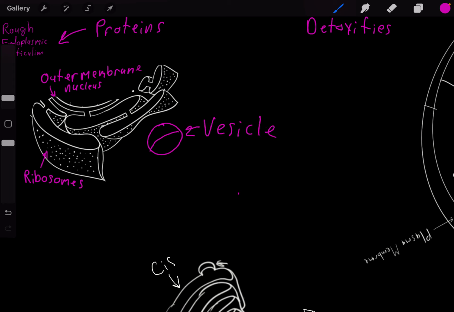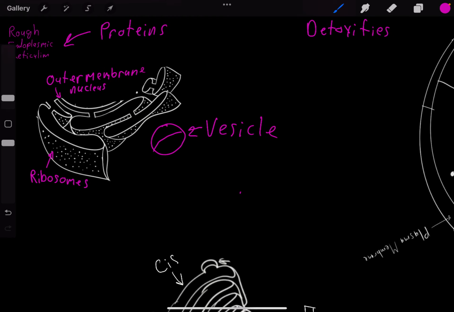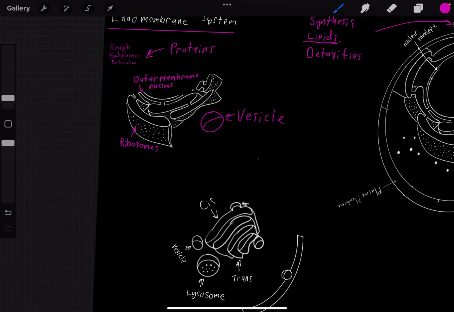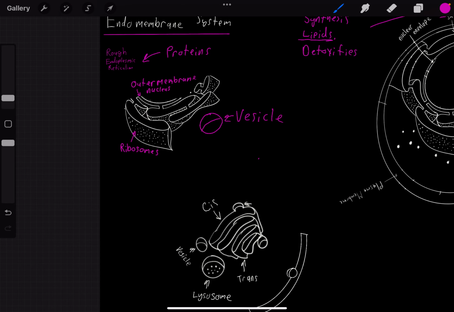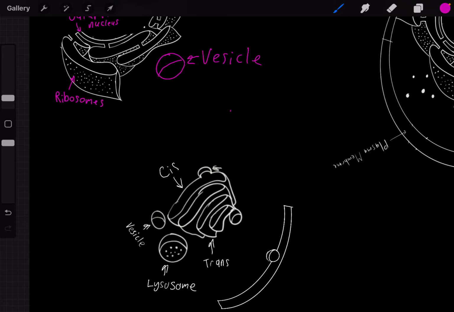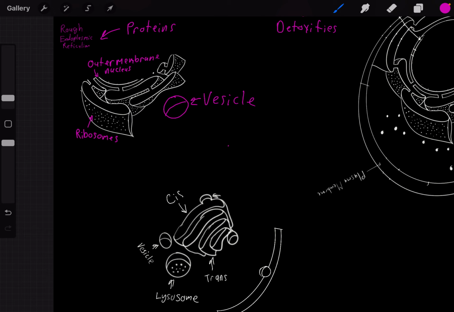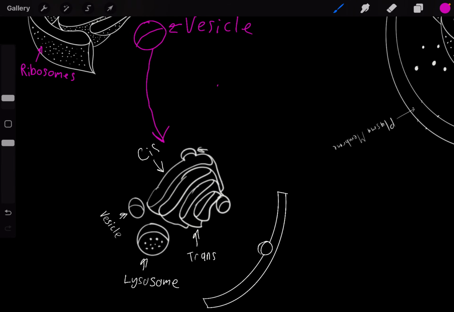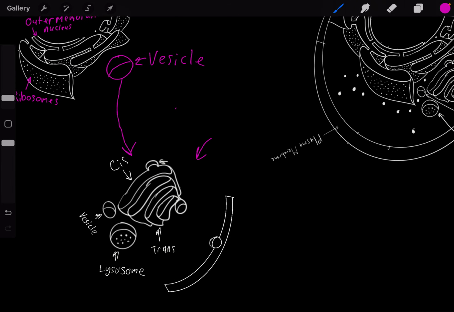So a vesicle is just phospholipids. It's a bilayer of phospholipids holding those proteins and those lipids and transporting them. And where they're going to transport it to is the cis side, so the cis Golgi apparatus. So right here, this is going to be our Golgi apparatus.